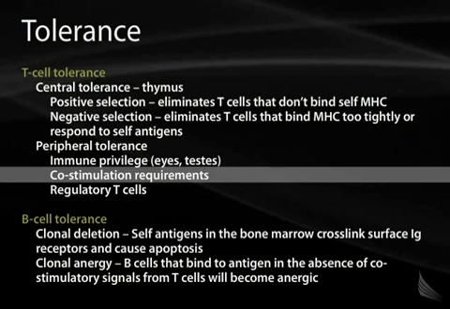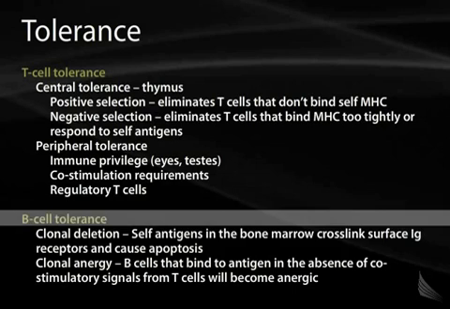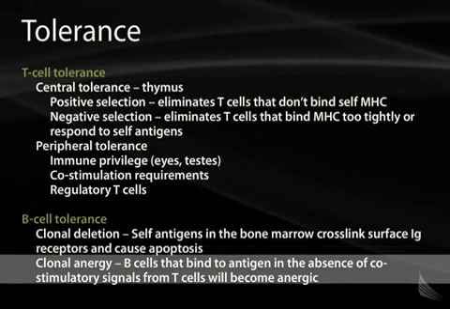Other peripheral mechanisms are co-stimulation requirements. We've talked about anergy and the need for that second co-stimulatory signal. We've also talked about regulatory T cells being able to downregulate the immune response. So these are all T cell tolerance mechanisms. As far as B cells go, we have clonal deletion, and this happens in the bone marrow during B cell maturation. If a B cell is specific for a self-antigen it binds to, it can cause cross-linking of the surface receptors, and that will induce apoptosis during B cell maturation. Another type of tolerance for B cells is called clonal anergy. B cells that bind to antigen in the absence of co-stimulatory signals from T cells can also become anergic.